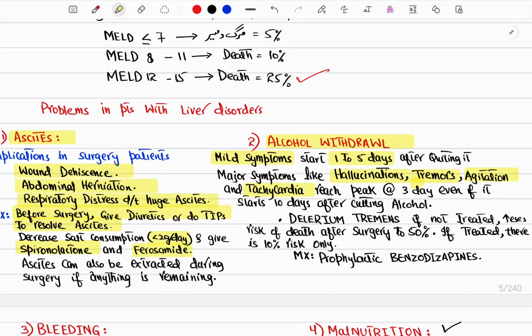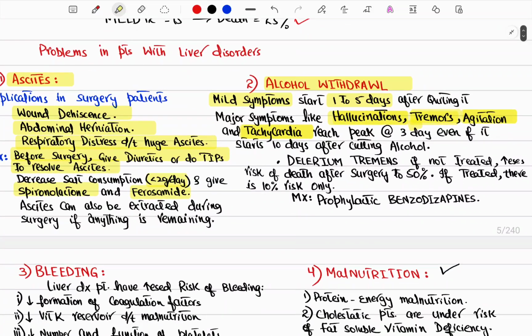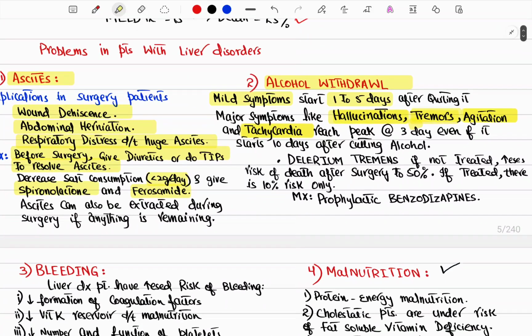For example, if they start on the 10th day, these are major severe symptoms. Mild symptoms are not that important. So agitation, tachycardia, hallucination, and tremors reach peak 3 days after the start of these symptoms; if they started on the 10th day, then on the 12th day they will be at peak.